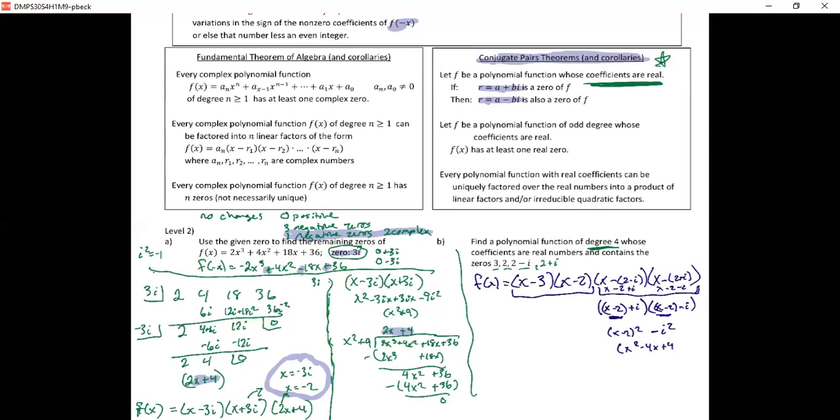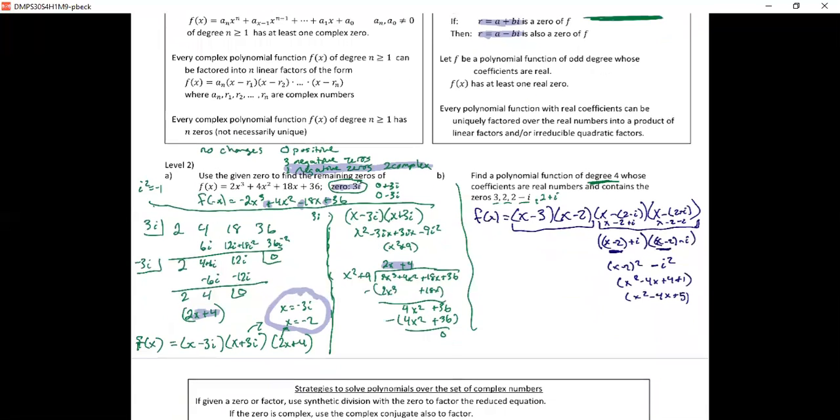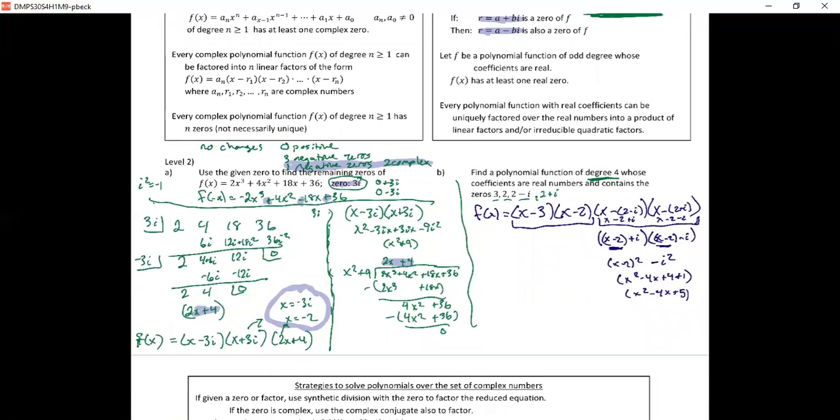And then negative i squared is plus 1. Hence, x squared minus 4x plus 5. So those multiplied out give me x squared minus 4x plus 5. These two multiplied out give me x squared, the outer and the inner is minus 5x, and then plus 6, which is going to carry down here.